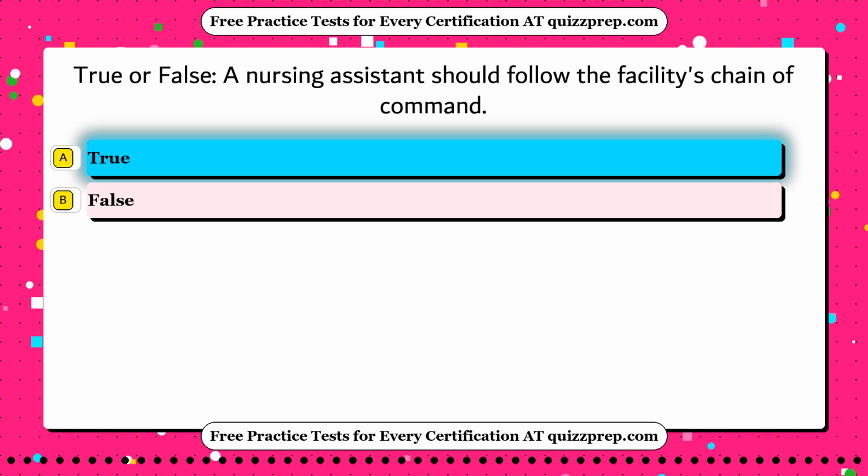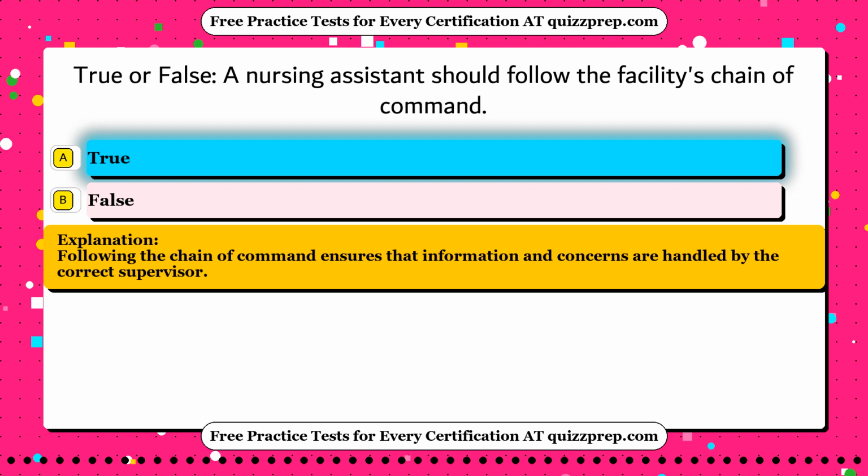The correct answer is option A, true. Following the chain of command ensures that information and concerns are handled by the correct supervisor.